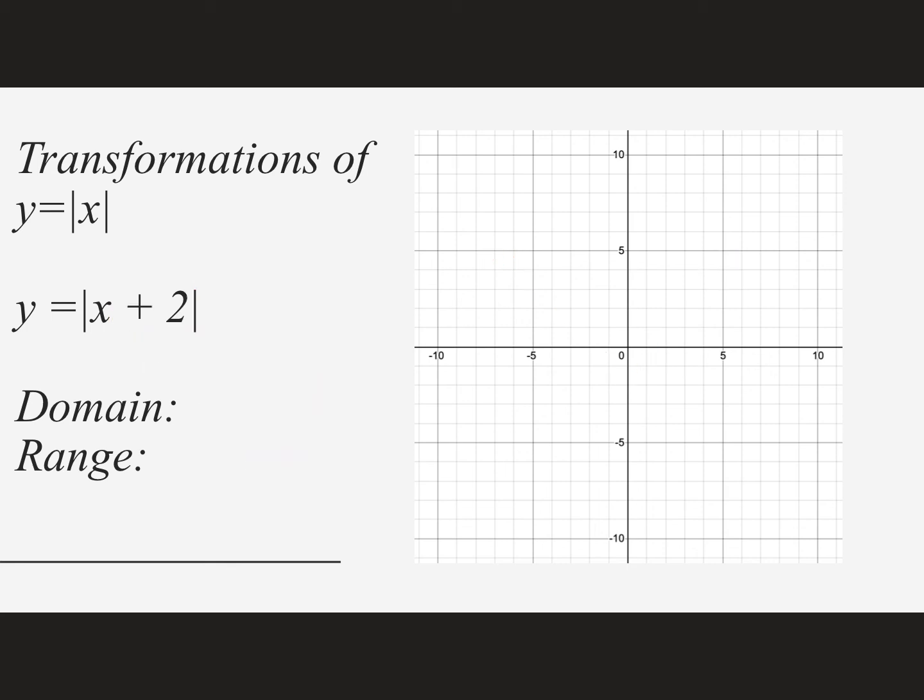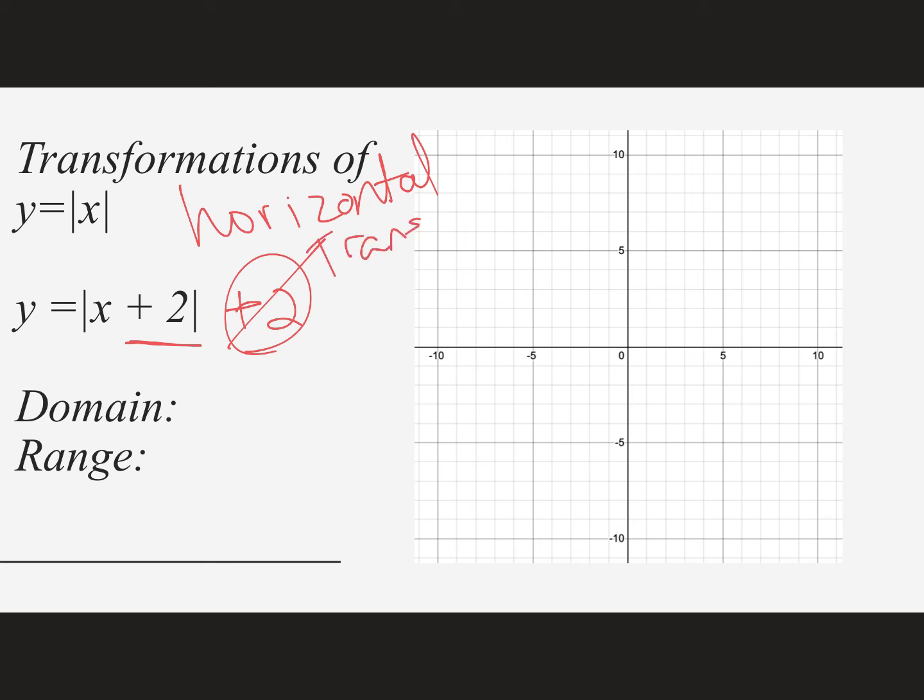What if instead of adding the plus 2 out here, I add the plus 2 inside? If I add the plus 2 inside, that changes this. Instead of changing it vertically, it changes it horizontally. So this is a horizontal transformation. It will actually move it 2 to the left.